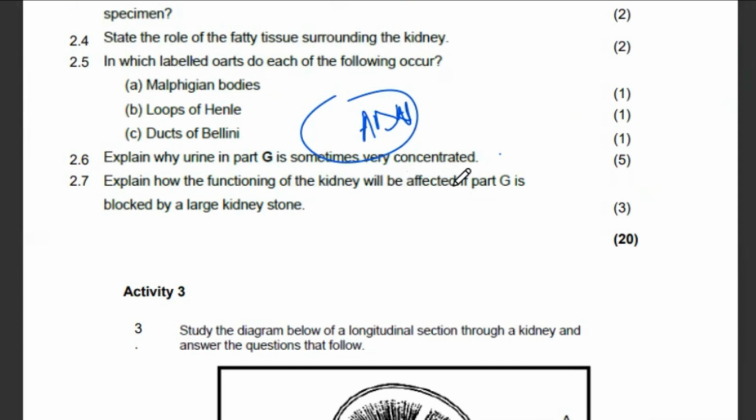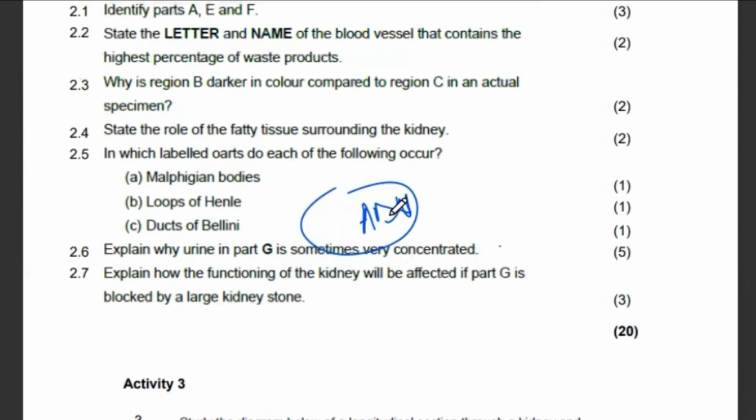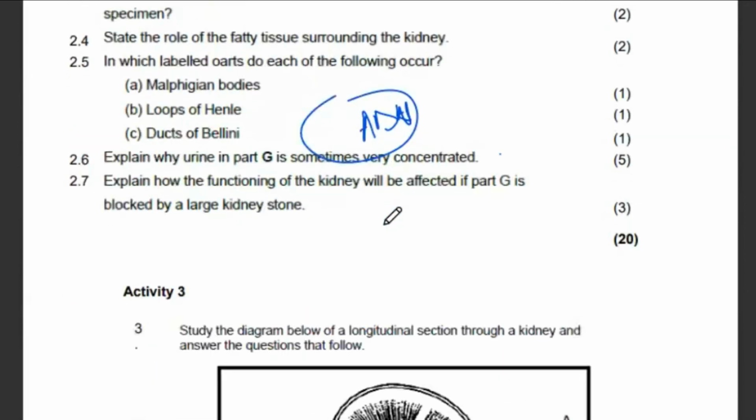Explain the effect on the function of the kidney if part G is blocked by large kidney stones. So what will happen there? Definitely it will stop functioning. It will prevent the flow of urine, and then the kidney will be blocked as a result of accumulation of salts, and this can lead to kidney failure. Meaning that the water won't be regulated. You won't have salts being regulated. The pH won't be regulated. So the kidney will fail completely.